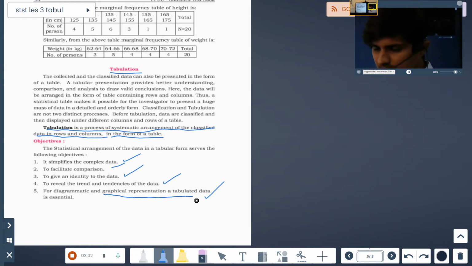If you make these columns, then you'll come to know, to give an identity to the data. That's what I said. If you make this, you'll come to know how many men are unemployed in the year, how many men are employed in the year. So you are giving an identity for that. Okay, next topic, to facilitate comparison. Obviously when two quantities are there, we can compare. It simplifies the complex data when you make tables.